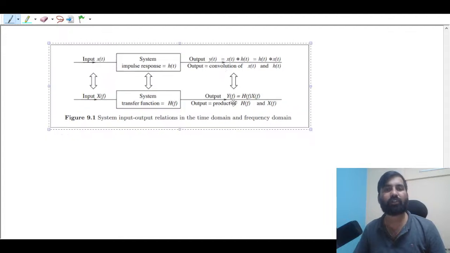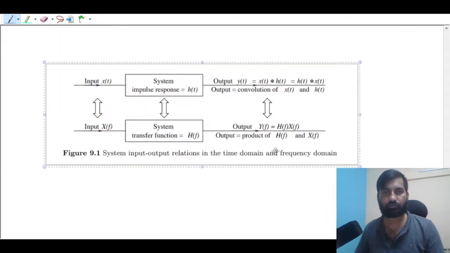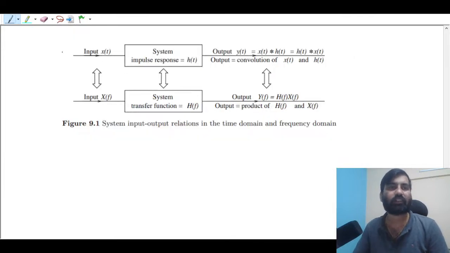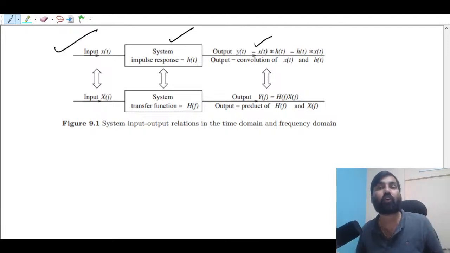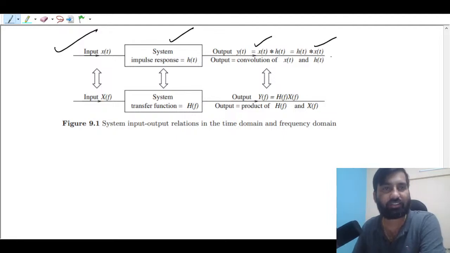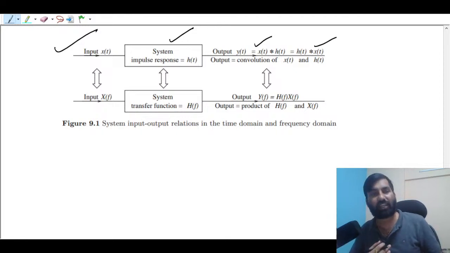This is nothing but the time domain as well as the frequency domain. This is how it is related. This is the input. It is a system where the impulse response is always h(t). The output can be computed using the convolution integral, and they are commutative, so you can write x(t) convolved with h(t) or h(t) convolved with x(t). Output is nothing but the convolution of x(t) and h(t).